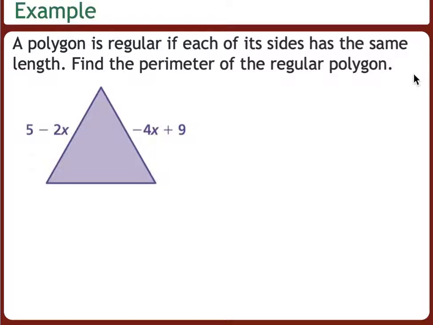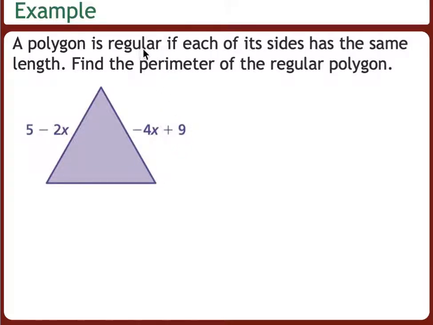A polygon is called regular if each of its sides has the same length. Find the perimeter of the regular polygon. So this is a regular triangle. And by regular, it means that all sides are the same length. So in order to find the perimeter, I need to find out the length of each side. So I need to find out what x is so I can find out the length of this side.